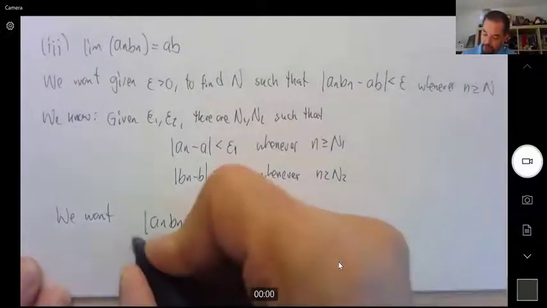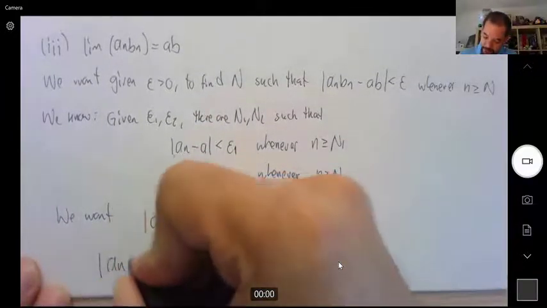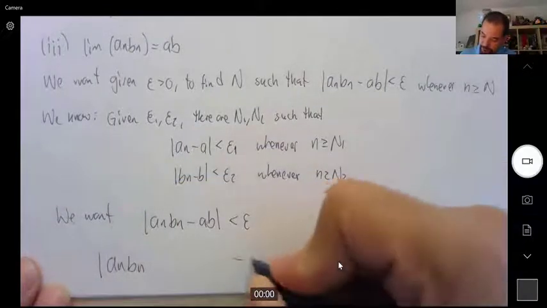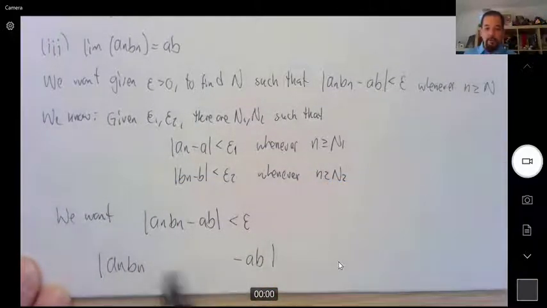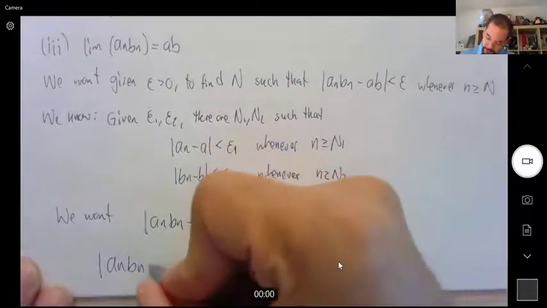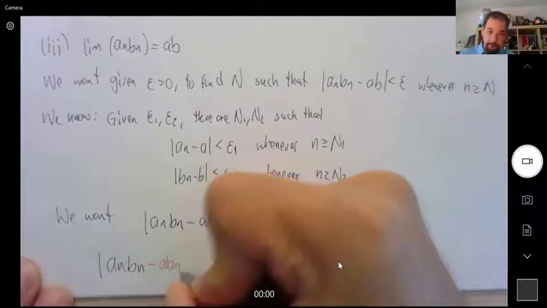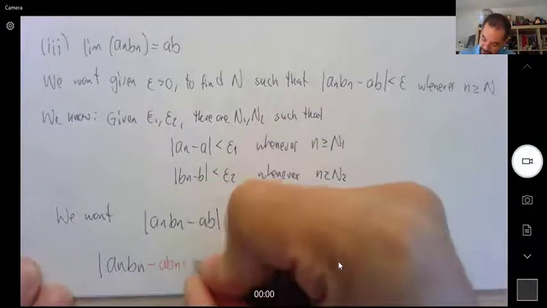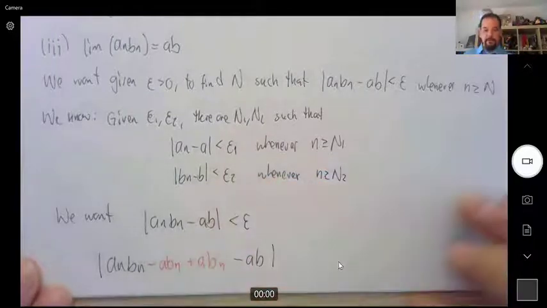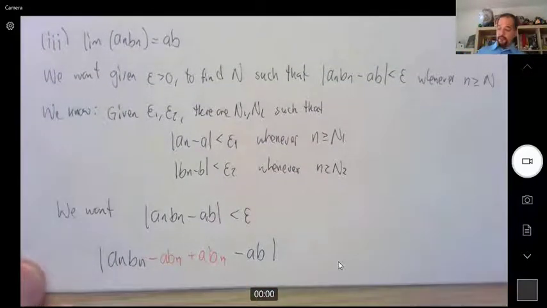Okay, here's how we're going to do it. So I'm going to put this, and then minus AB. And over here, I'm going to add and subtract something that will be useful to us. And it will be this. I'm going to subtract ABN and then add it, ABN. If you think about it, it's kind of like trying to look for a middleman.